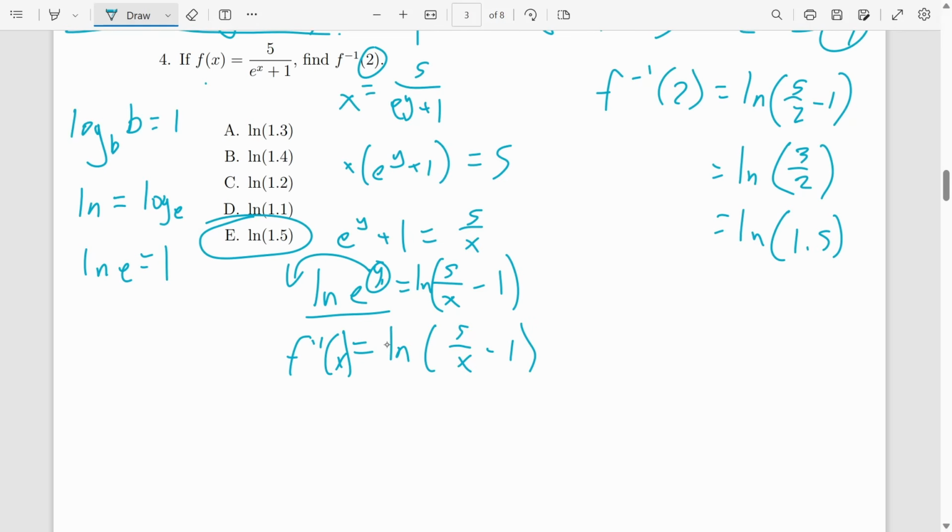But yeah, this was a classic inverses problem where you just remember how to do inverses, which is where you substitute the x's and the y's with each other, and then solve for y, and whatever's left is the inverse. That's how you find them, and sometimes you'll just be asked to plug in values after that.